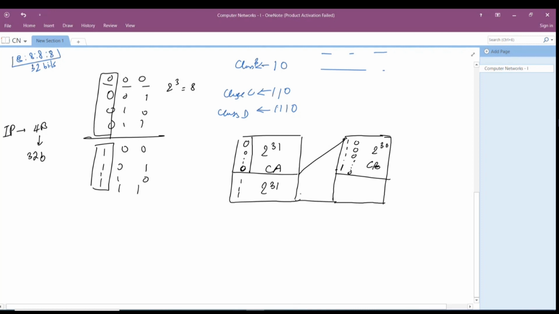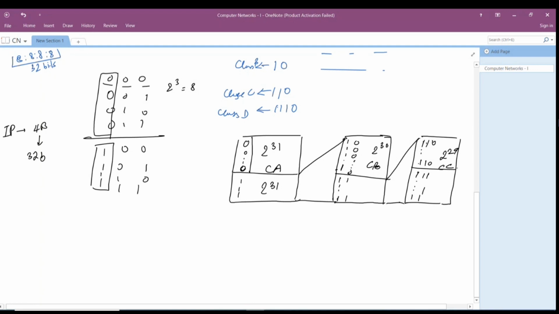Did you get it? Now again, the second half would be 1, 1, 1, 1, right? Again, what we are doing, we are dividing this into two parts. So this 1, 1 would remain constant throughout. But what will change? The third bit. So here we'll have 0 and here we'll have 1. So this is 2 to the power 29 and this is class C.